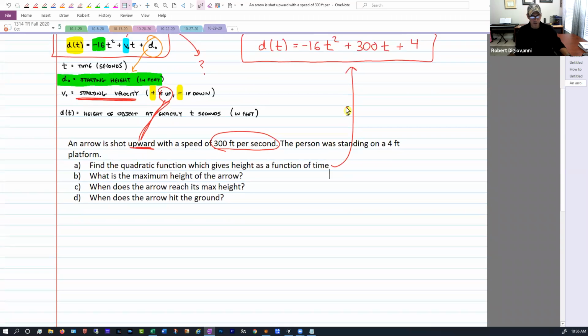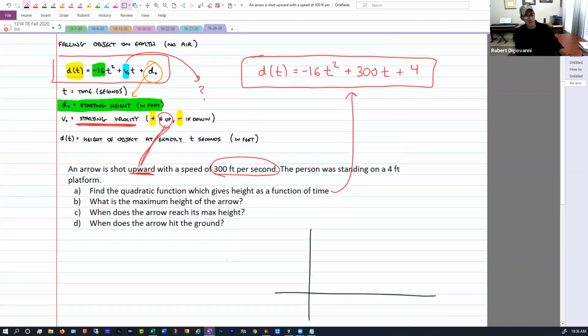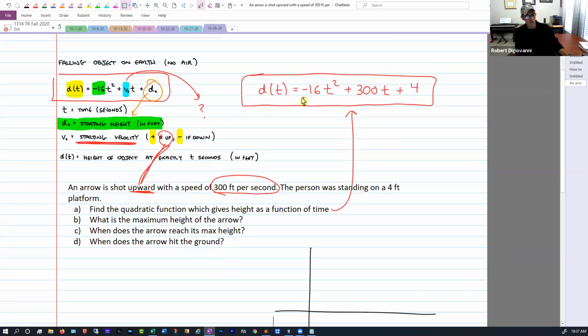So what we can imagine is that this is a parabola. Like if we were to graph it, can somebody tell me what the y-intercept is? Just by looking at this, what's the y-intercept of this parabola? 4. Because it's always that number right there. So we know if we go up 4, here's where the arrow started. This parabola opens down, so we know it goes up and then it comes back down like that.